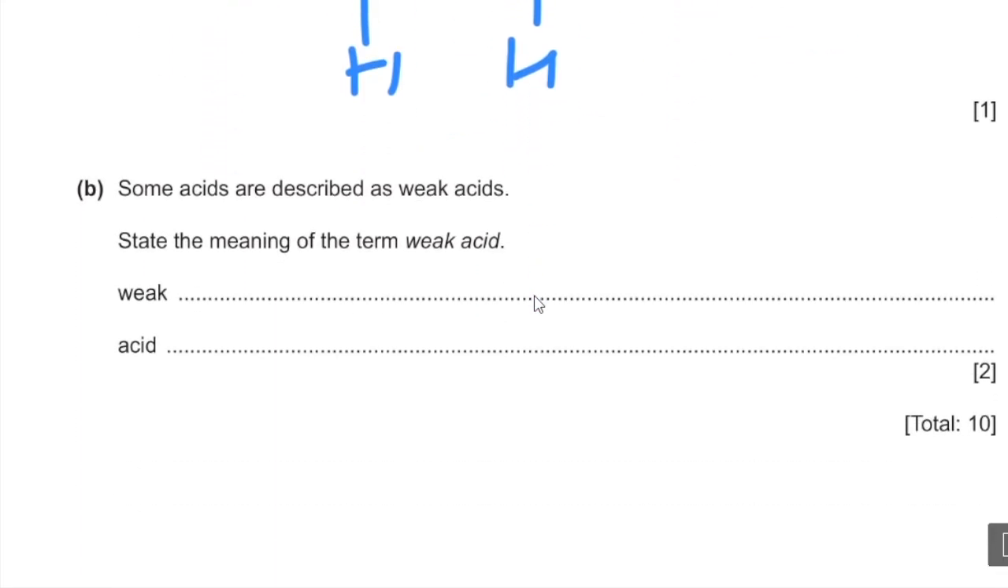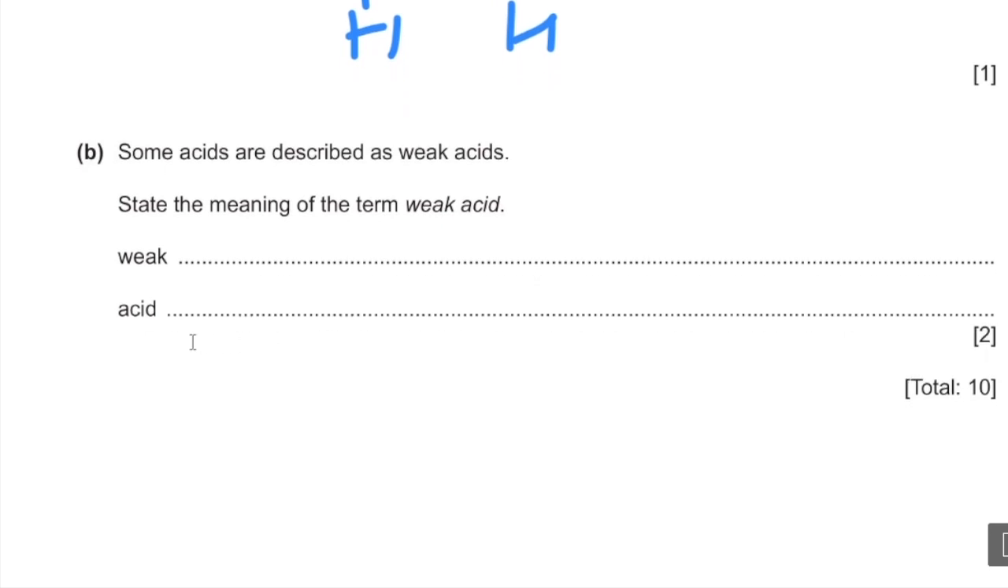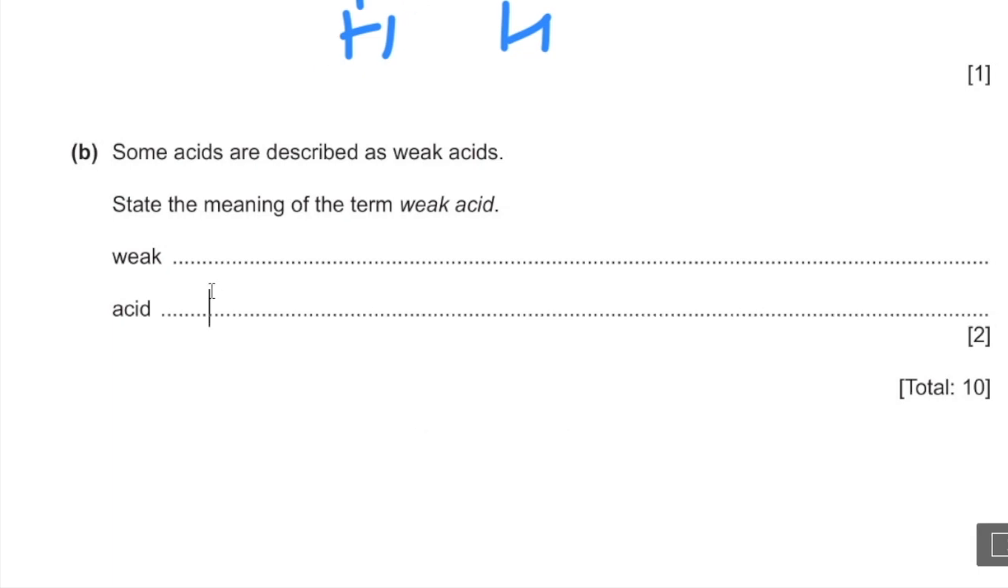B. Some acids are described as weak acids. State the meaning of the term weak acid. So an acid is a proton donor. And a weak acid is one which partially ionizes in water.